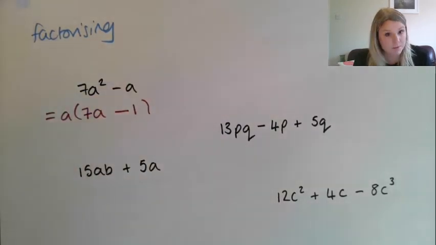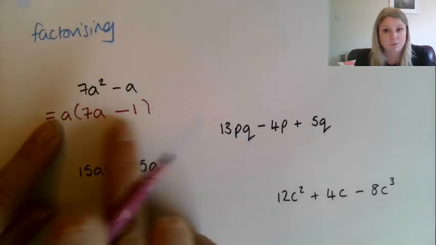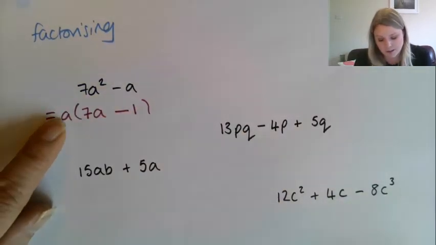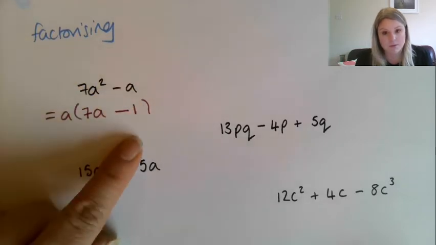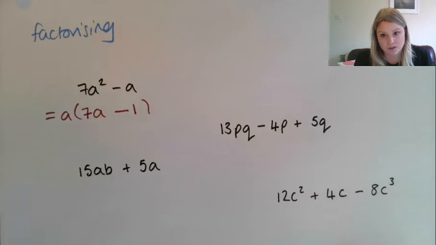Okay, so remember, opposite, this could have been a question we were given earlier on to multiply out. A multiplied by 7a gives us 7a squared. A multiplied by minus 1 gives us minus a. Right, let's look at this one.